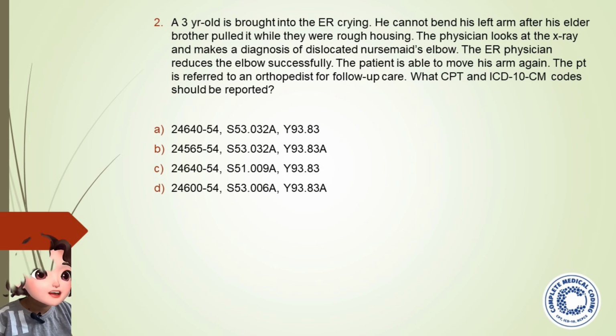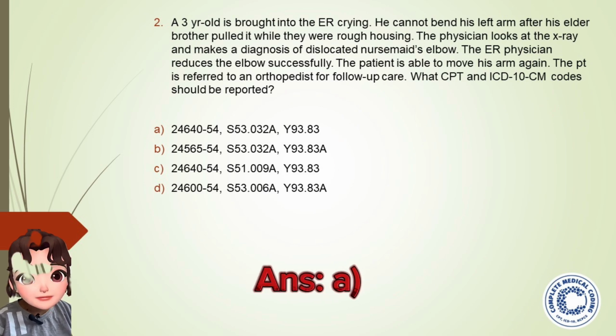Okay, so our answer will be option A, 24640 with modifier 54, and the ICD code for nursemaid elbow, and the ICD code for roughhousing.